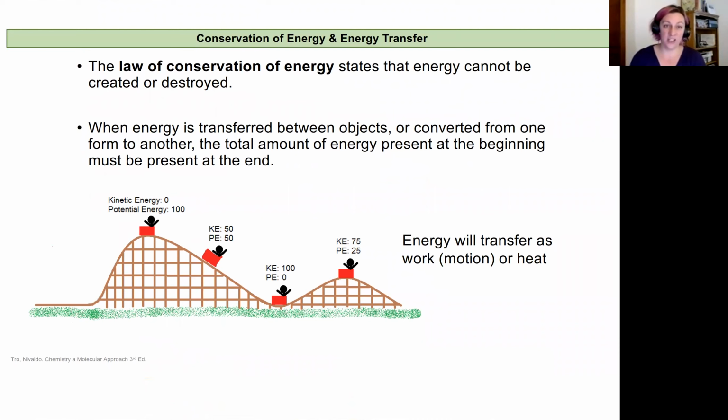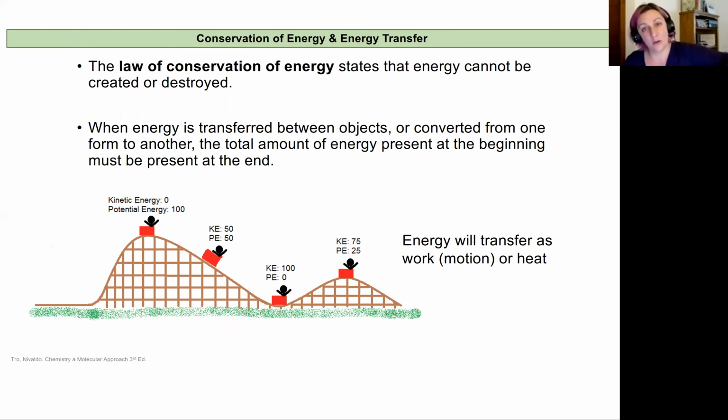So the conservation of energy and energy transfer. The law of conservation of energy says that energy isn't created or destroyed. So that means in a system, if we have a lot of potential energy at the top of a roller coaster, we're stopped, we don't have any kinetic energy. As that roller coaster goes down, that potential energy converts into kinetic energy. It transfers. And as it builds up motion, the amount of kinetic energy increases.